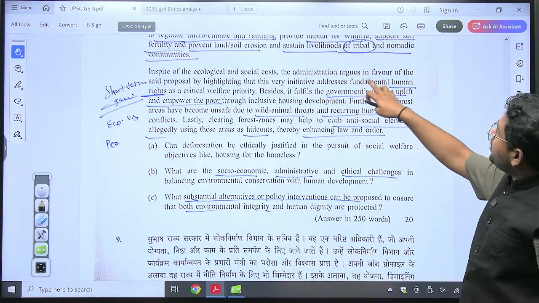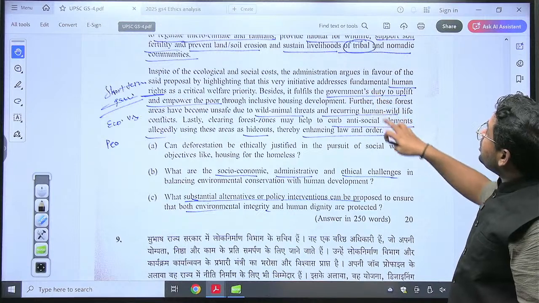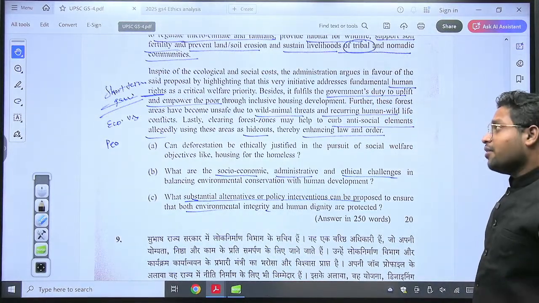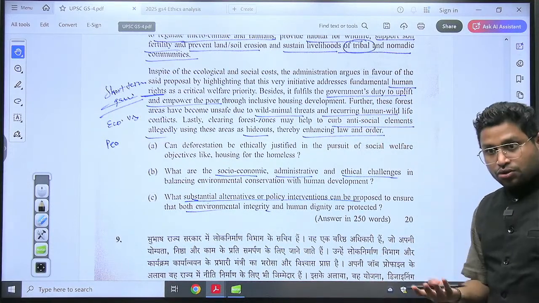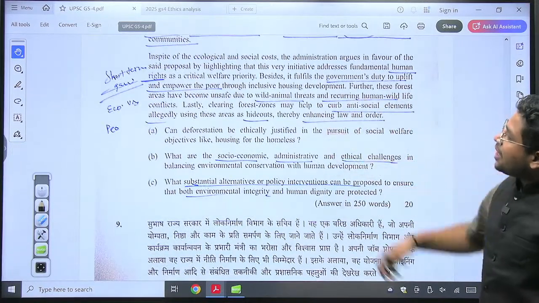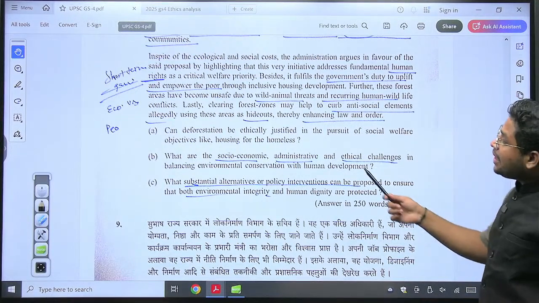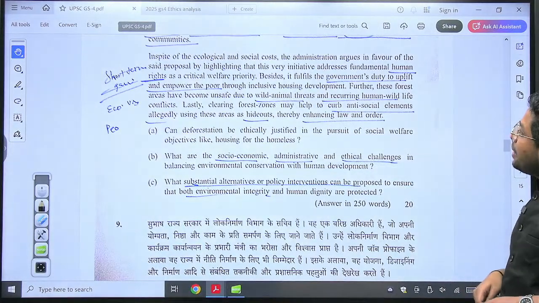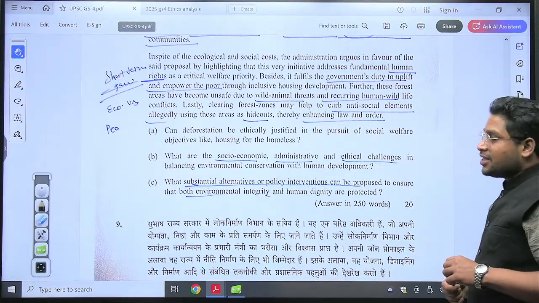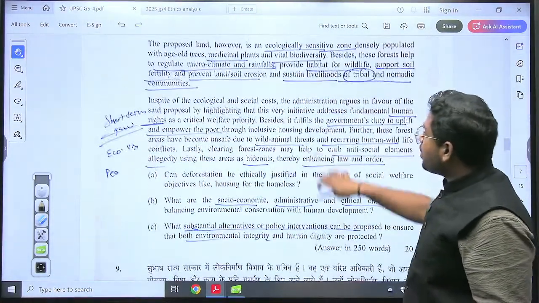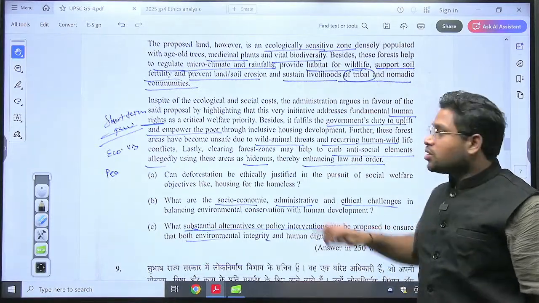Now, the administration argues in favor of said proposal by highlighting that this initiative addresses fundamental human rights as a critical welfare priority, fulfills government's duty to uplift and empower poor, which is also very important. Further, these forest areas have become unsafe due to wild animal threats and recurring human-wildlife conflicts. And lastly, clearing these forest zones may help to curb anti-social elements, allegedly using these areas as hideouts, thereby enhancing law and order. Okay, so many people are coming in. Wildlife is coming into picture, that is one stakeholder. These people, they are also stakeholders. So all these are there.